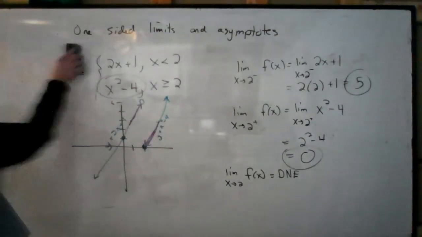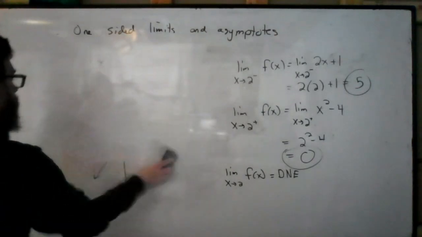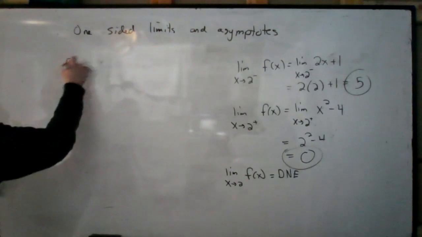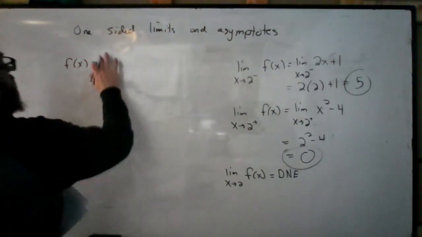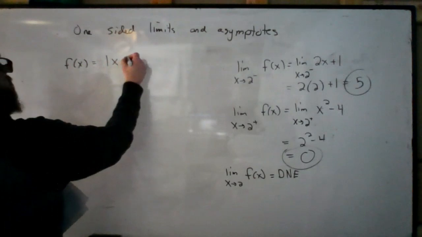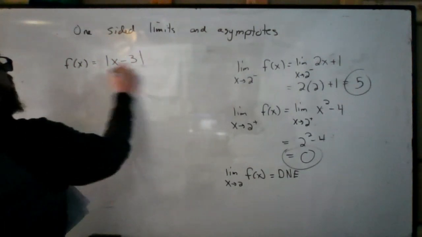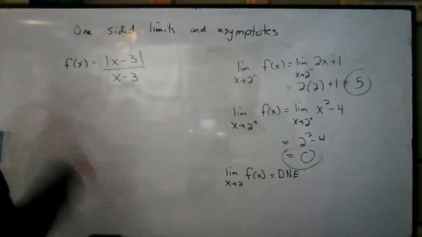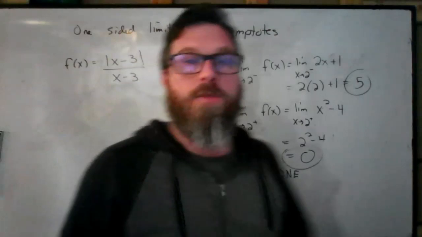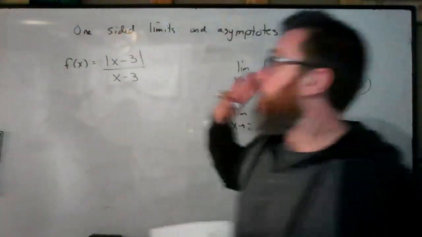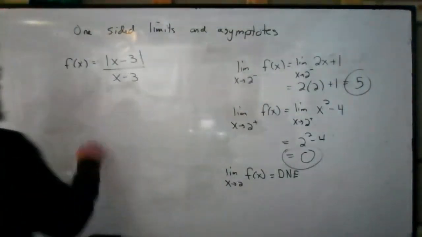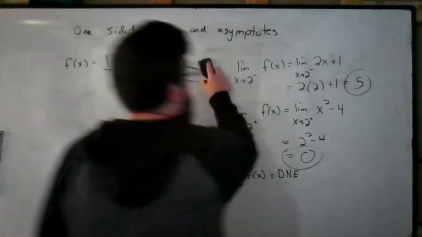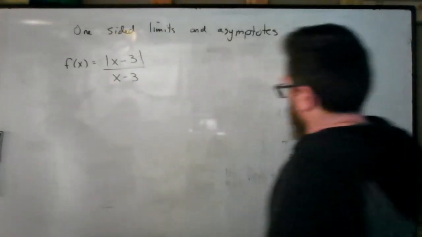Let's do asymptotes. f of x is equal to, let's say, the absolute value of x minus 3 all over x minus 3. So if I want to find the limit of this function, the absolute value of x minus 3 all over x minus 3, really this is a piecewise function, because the absolute value is going to force this thing to be positive. So I'm just going to investigate what the absolute value looks like.